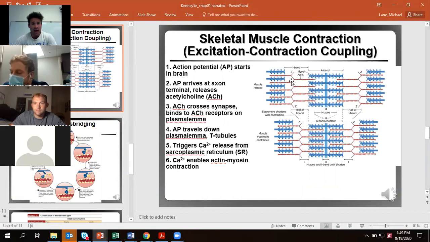Now, these Z lines are actually what you're going to break when you're doing hard resistance training. So we talk about delayed onset muscle soreness, which we'll get to later in this class. That's literally where it's happening. You're snapping those. And yeah, there's a reason why it hurts.